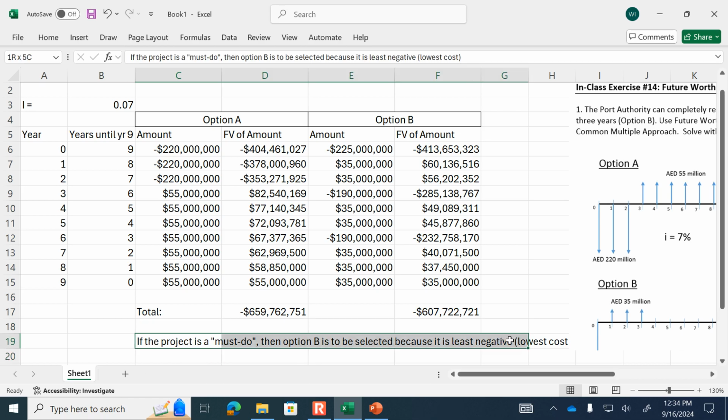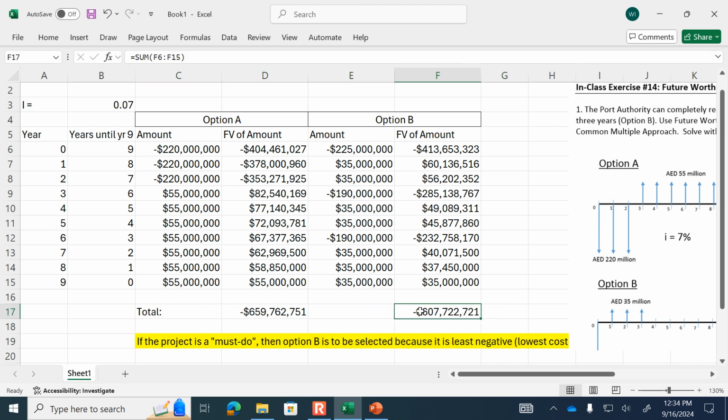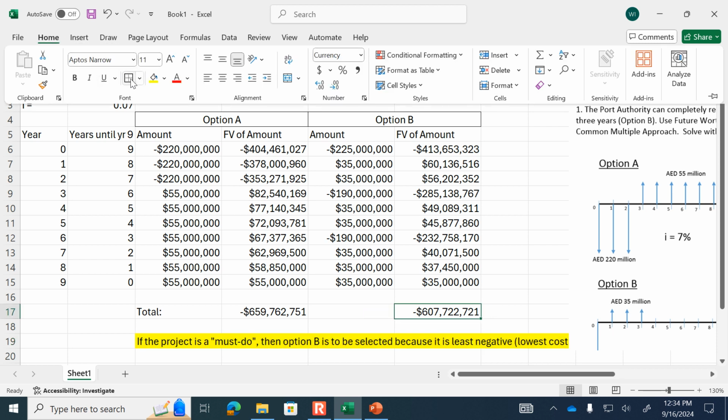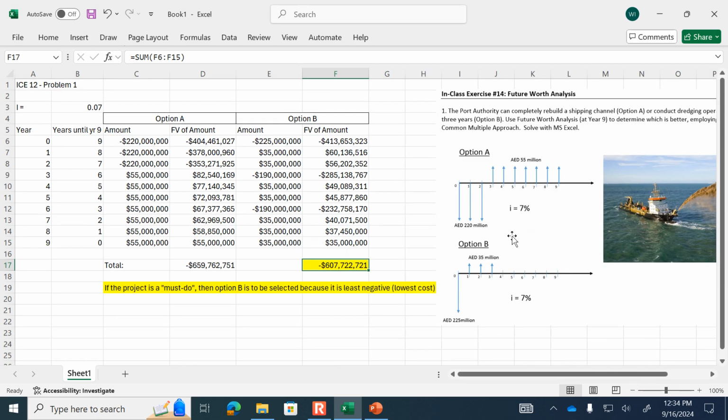Okay, let me highlight this as my solution, just to draw attention to it. All right. So that is the future worth analysis. We're using the future worth method. We're covering the same study period, in this case by applying LCM. And then we're choosing one of the two options and stating what our decision criteria was.